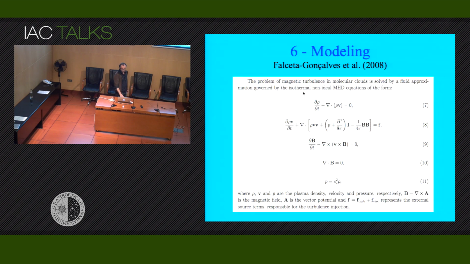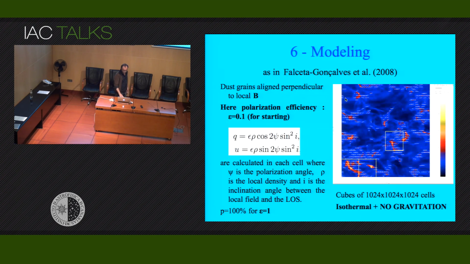So we've got the basic isothermal MHD equations described here. I won't go through this now, of course. This is an example. We've got a cube, and we compile all the information along the line of sight. In every cell, we estimate Q and U with a polarization efficiency of 10%, which means that we force the system not to have a polarization higher than 10%. The Q and U parameters are weighted by the density of the medium.